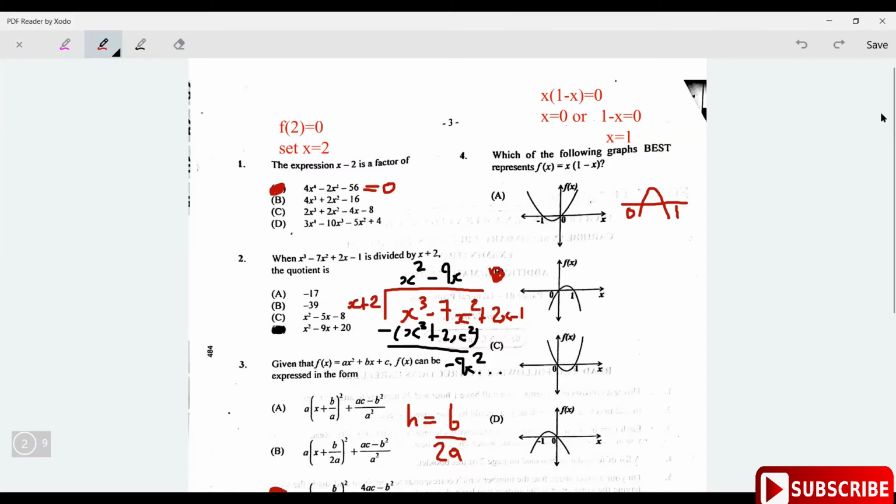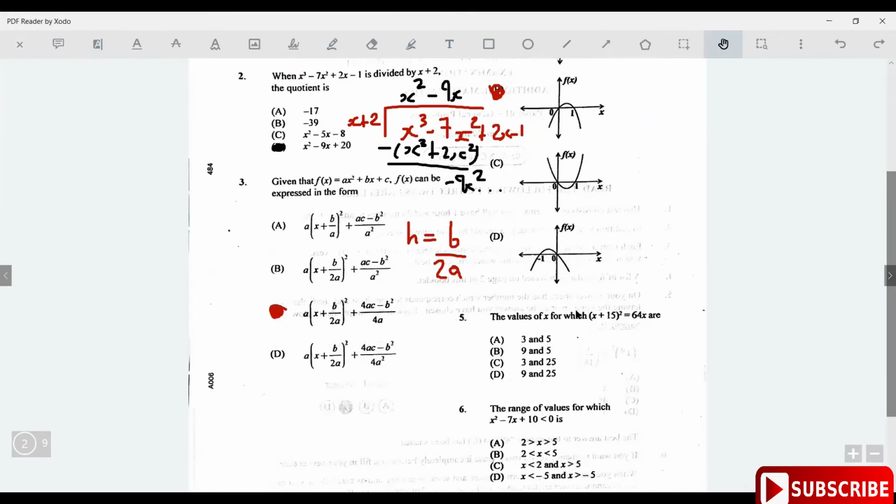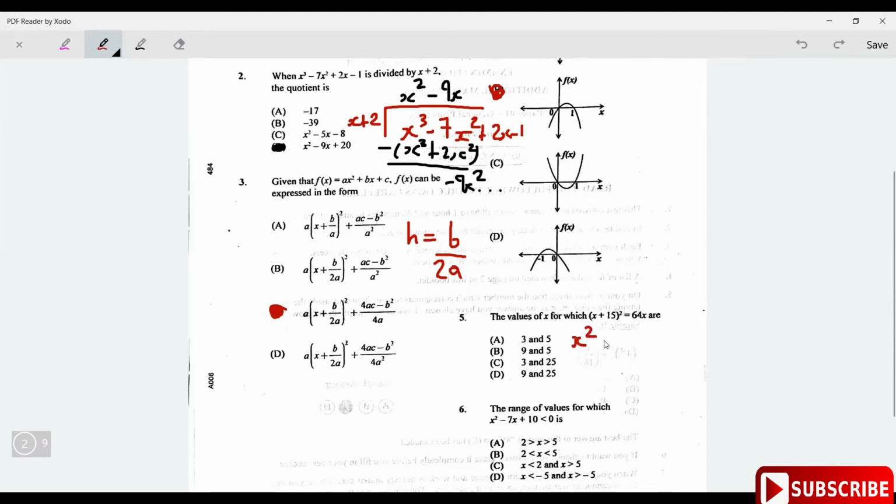Nice. Moving right along. Question 5. Question 5 says the value of x for which x plus 15 squared is equal to 64x. All you have to do is expand the square of this. So you get first term square plus twice the product of the two. 15x times 2, that's 30x, plus 225, and that is equal to 64x. So this is the quadratic we're solving.